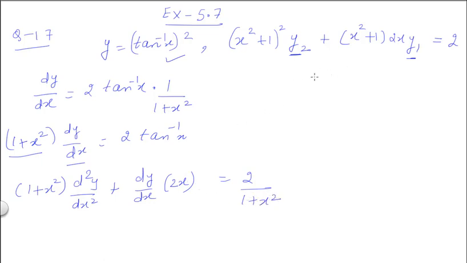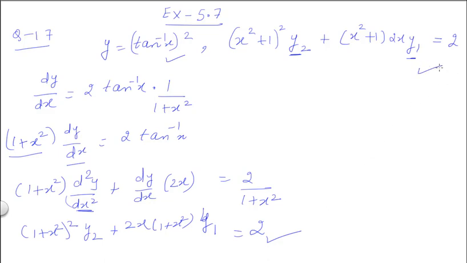Now we'll again multiply both sides of the equation with 1 plus x square. We will get (1 plus x square) whole square here, and this can be represented as y2, plus 2x into (1 plus x square) dy by dx, which is y1 I can write, equals 2. This is what they were asking us to prove, right? And we have got the same equation. This is how you are going to solve the question based on proving of equations.